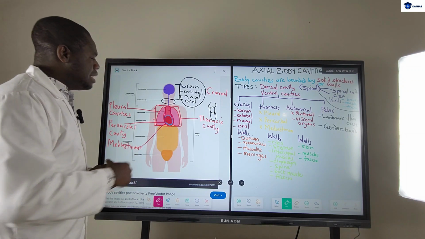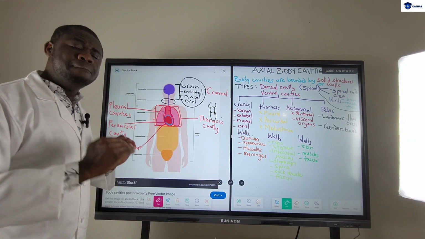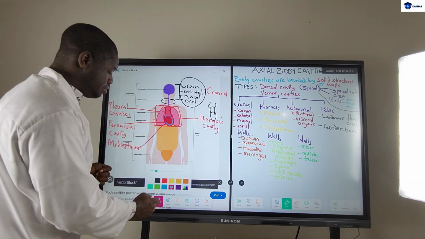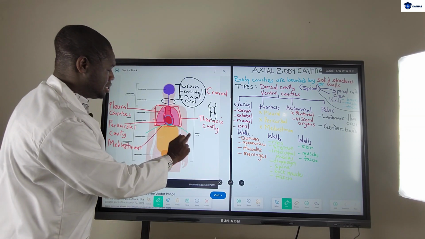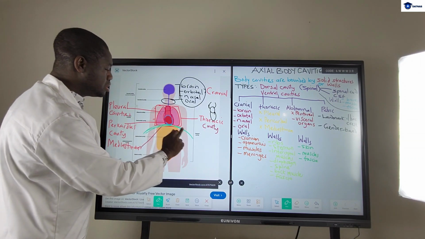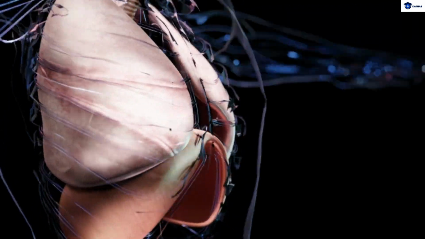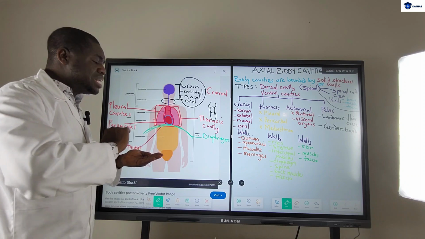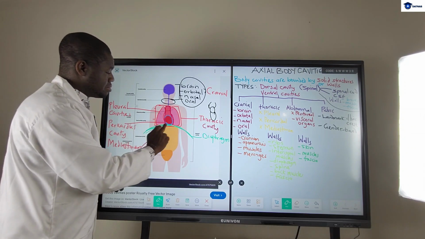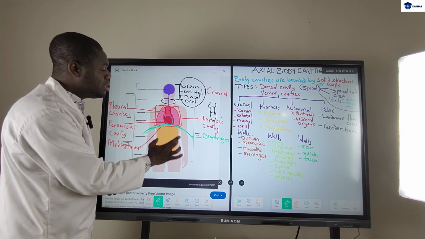Not only that, the thoracic cavity rests on a muscular structure which is called the diaphragm. The diaphragm demarcates the thoracic cavity from the abdominal cavity.